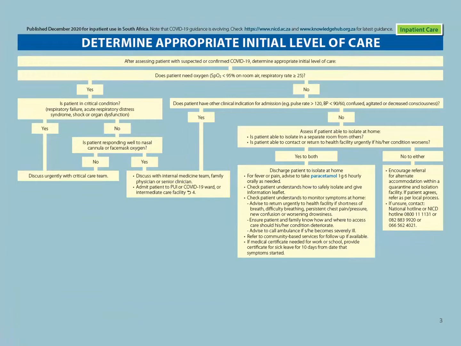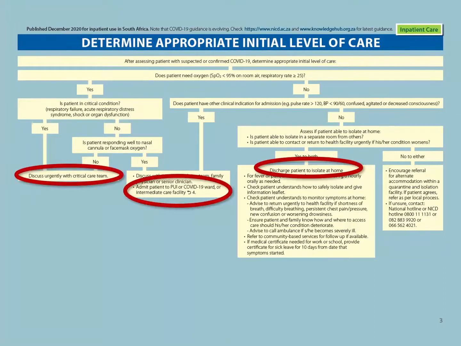Page 3 assists clinicians to determine the appropriate initial level of care for patients with COVID-19. This ranges from being treated at home to being admitted to an intermediate care facility, a PUI or COVID-19 ward, or to a high care or ICU setting.